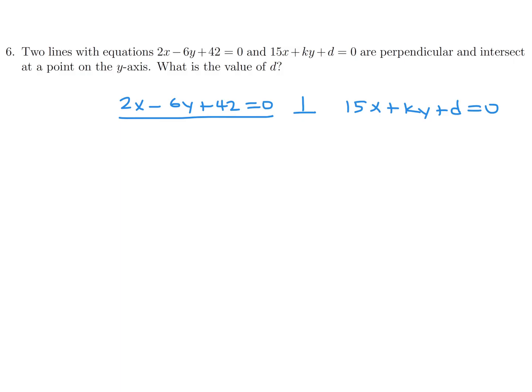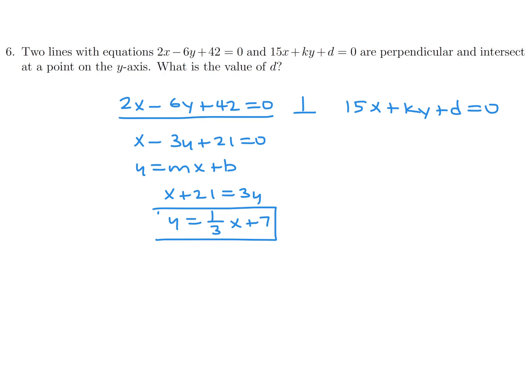This one here, first I'll divide through by 2. Make it a little bit easier here, and then put it in that y equals mx plus b form. You remember that y equals mx plus b form? So basically I isolate for y. So x plus 21 is 3y, and therefore y is equal to 1/3 x plus 7. Okay, I'm assuming that's a good start, and this is my slope, m1.